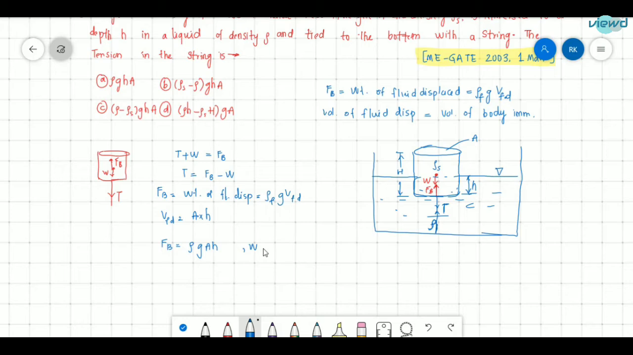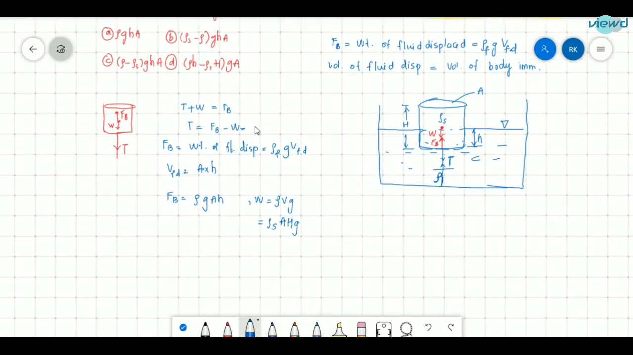What is the weight of the body? This is weight of the body. So weight of the body is equal to rho V into g. So density of the body is given as rho s, and volume of the body, total volume of the body, which is area into capital H, into g. If you substitute this both in this equation, let us say 1, so tension in the wire is equal to buoyancy force rho g A h minus weight of the body rho s A H g.